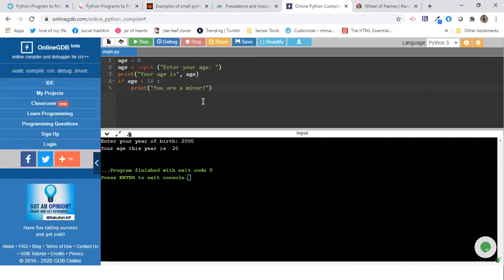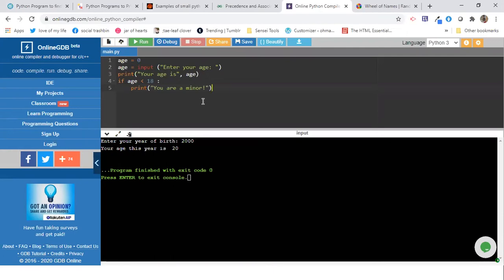Age 0, age gets input, print. If age less than 18, if that's true, print you are minor. If false, nothing to do. Is our program good?